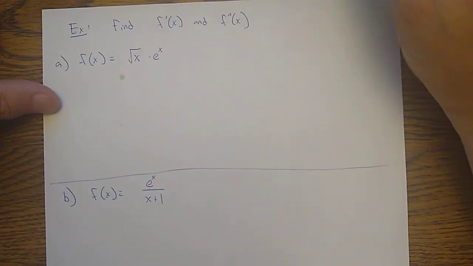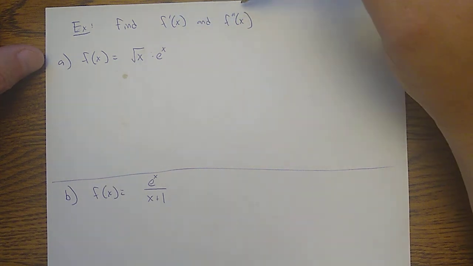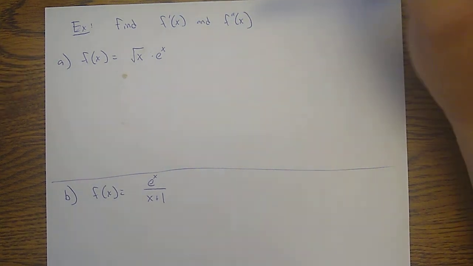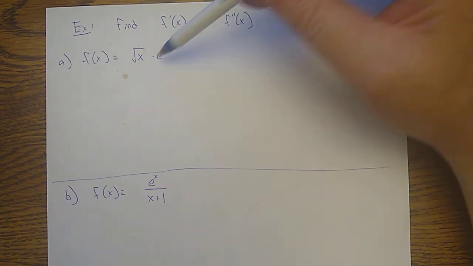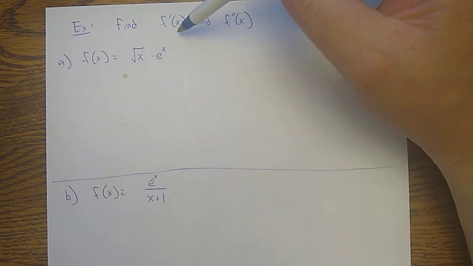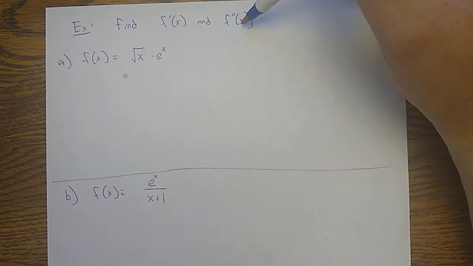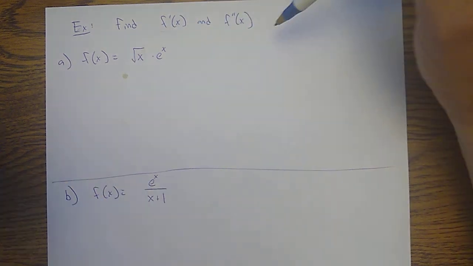Okay, so let's do some more examples. There are some on the online homework where you find f prime and f double prime. There's nothing special about finding f double prime. What you do is you start with your original function f, and then you take the derivative, and then you have f prime. And then if you have to find f double prime, you just take the derivative of that, and that's f double prime. So if you can take derivatives, you can find f double prime. That just means taking a derivative twice.